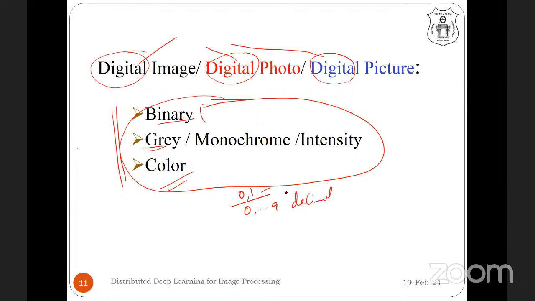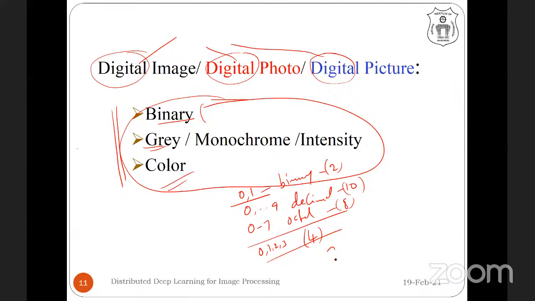Then 0 to 1 are binary. Then any other system do you know? Octal. What are the digits in octal? 0 to 7. Okay. Then can you tell me what are the digits in base 4? Actually, binary means base 2, decimal means base 10, octal means base 8. What could be the numbers in base 4? Yeah, 0 to 3. Very good. 0, 1, 2, 3. Similarly, base 9: 0 to 8. Very good.